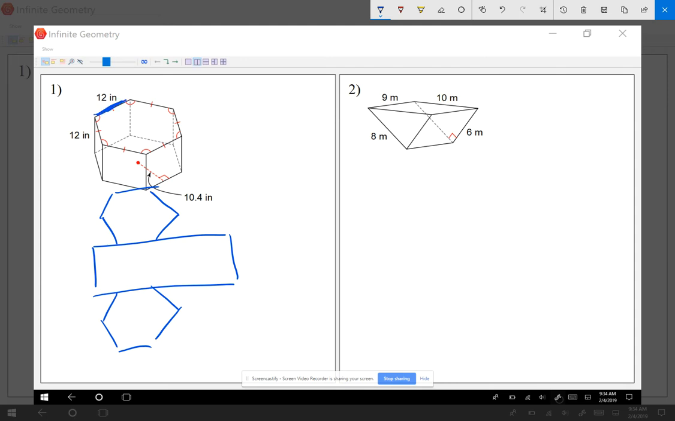Each of my sides is 12. There's 6 sides. So I'm going to say 12 times 6. That's my perimeter, which happens to be 72, but that's the perimeter. The hypotenuse in this case is 10.4, and I'm going to divide it by 2. So I'm going to grab a calculator for that. So 12 times 6 times 10.4 divided by 2.